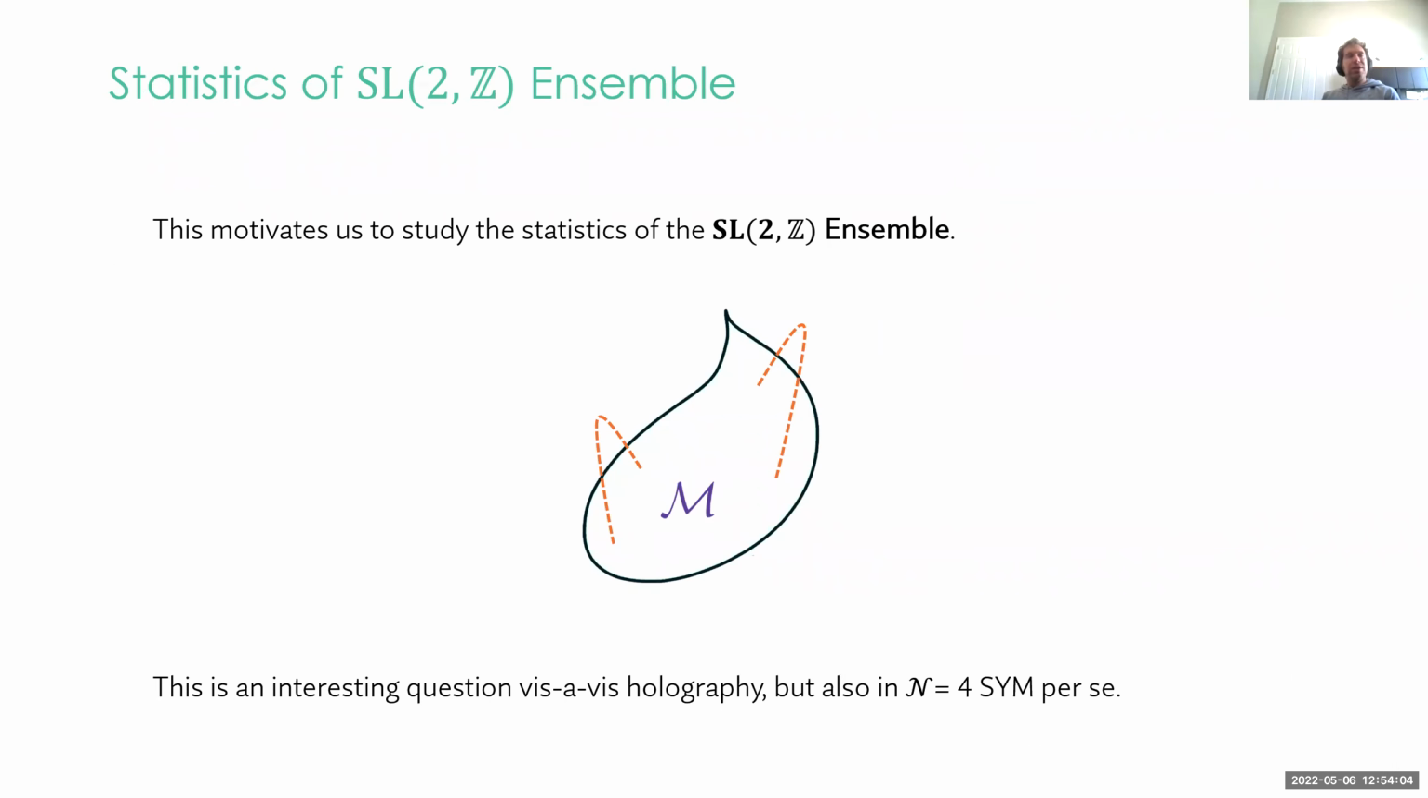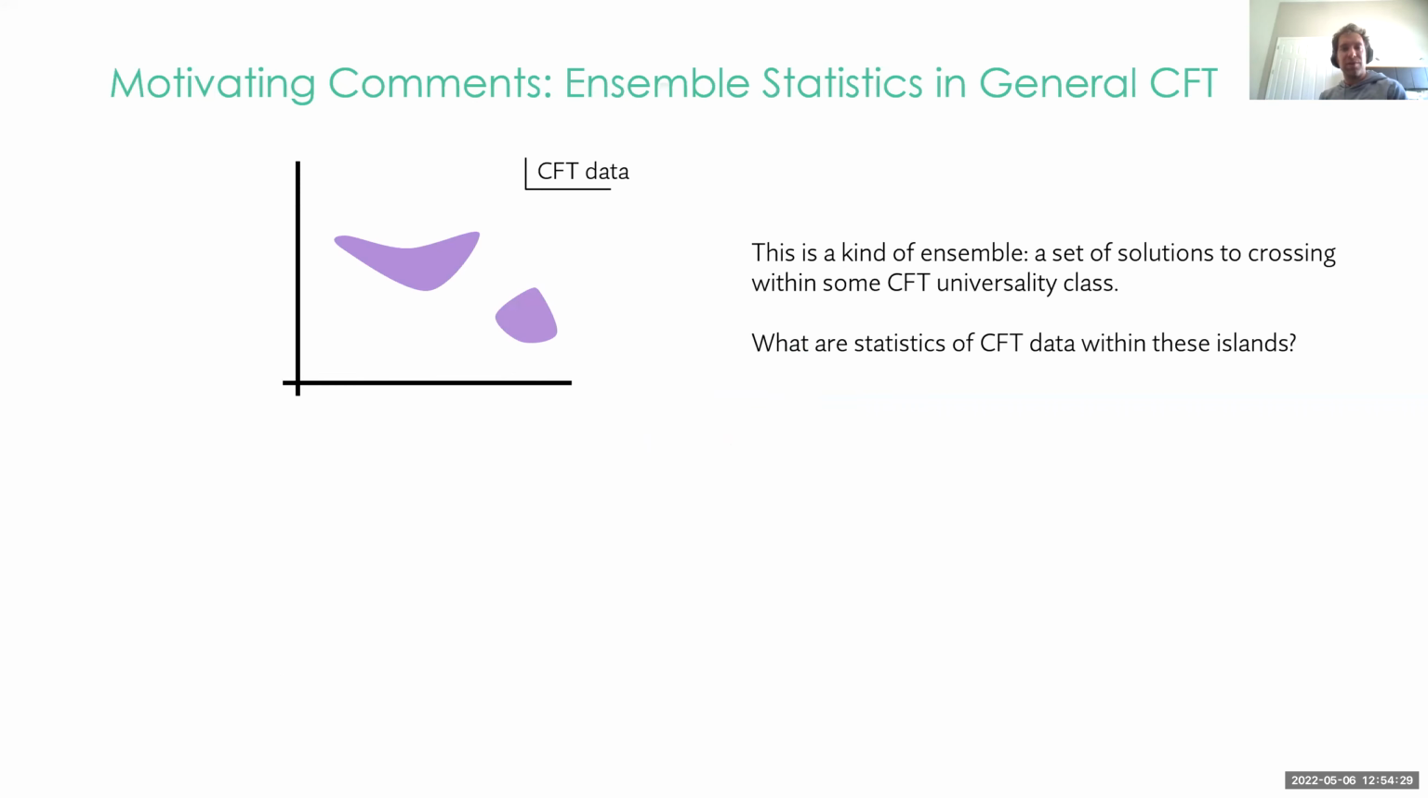All right. So trying to understand this physically has led us to the picture that supergravity is emerging as a kind of average. And so this motivates us to study the statistics of the SL2Z ensemble a bit more. As I tried to explain earlier, I think this is interesting not just vis-a-vis holography, but as a question about theory space in general. And so returning to this kind of caricature for a moment.